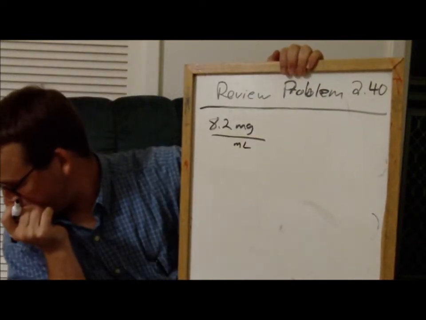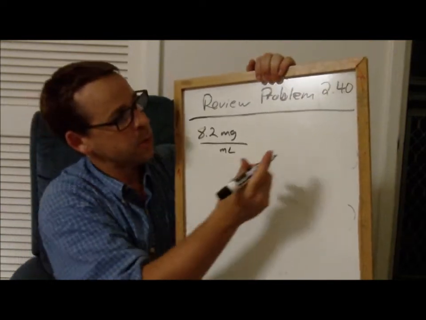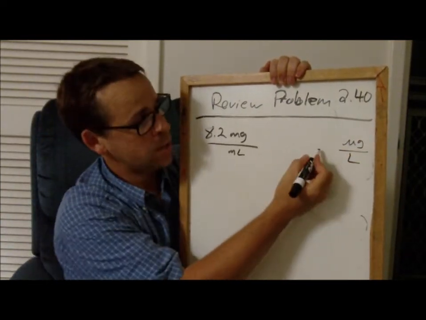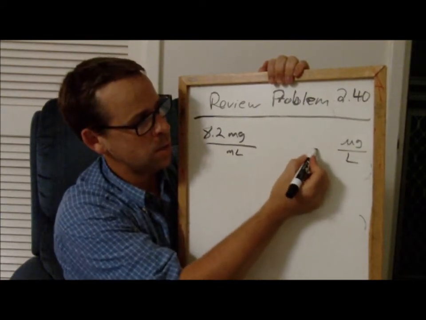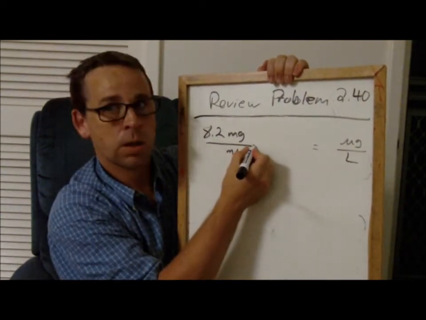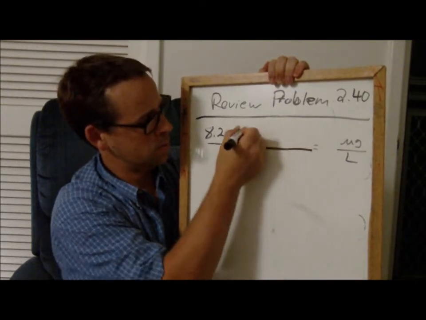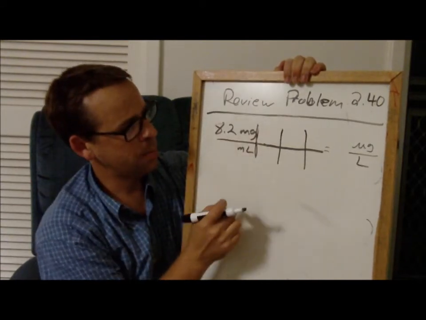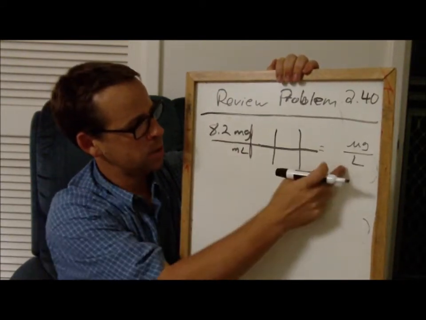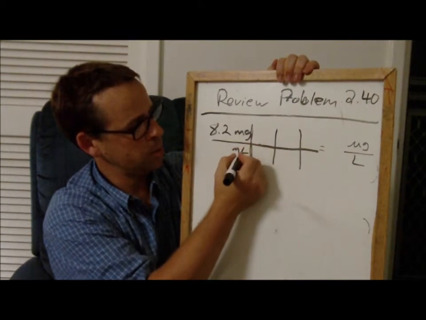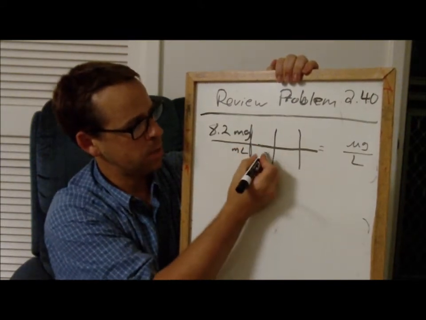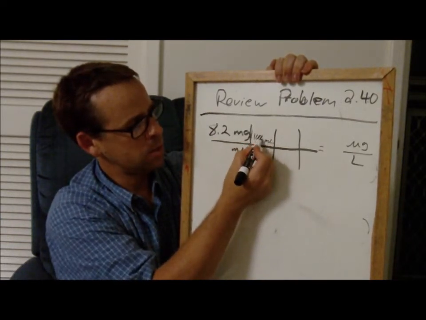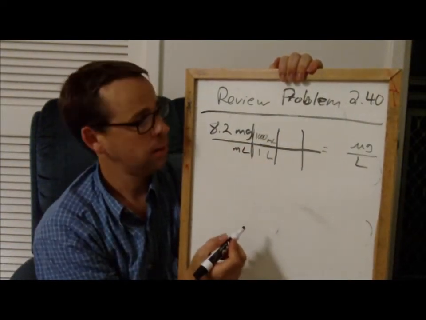And we want to convert that into micrograms per liter. So we put micrograms per liter. This is the units we want. We put an equal sign, and we extend out these train tracks. Milligrams on top and milliliters on the bottom. We can get milliliters to liters: we have milliliters on the bottom and we want liters on the bottom. So we put liters on the bottom, put milliliters here. For every 1,000 milliliters, there's 1 liter, right?